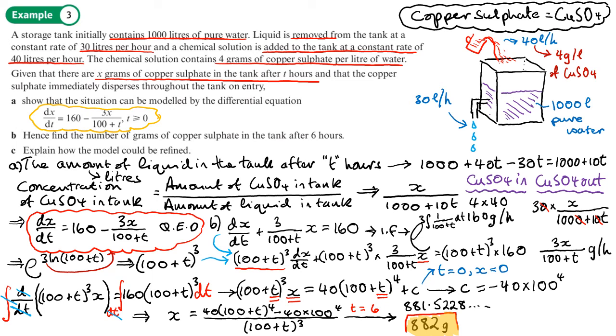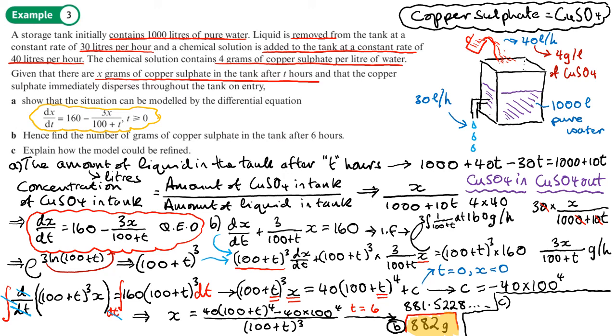You can see there's quite a bit we need to do in part A and part B. So let's just highlight the fact that's part B, just in case. And in part C, how could we refine the model? In other words, what could we include or take away from this to make it more realistic? As long as you give any sensible answer that's related to the question, you'll get the mark.